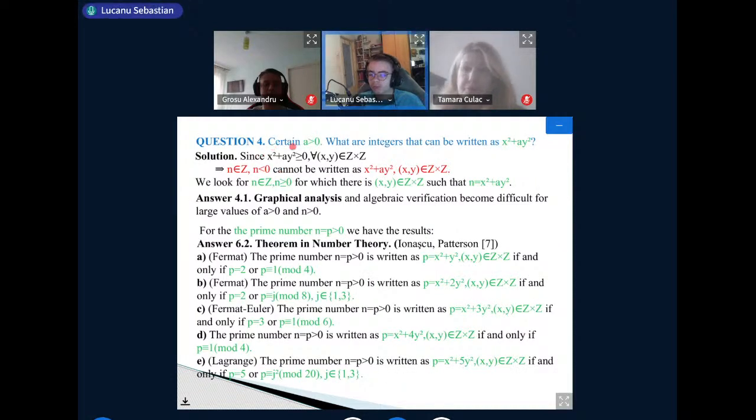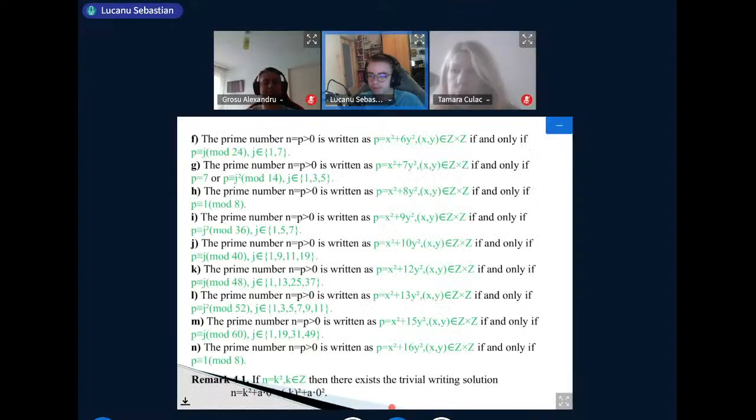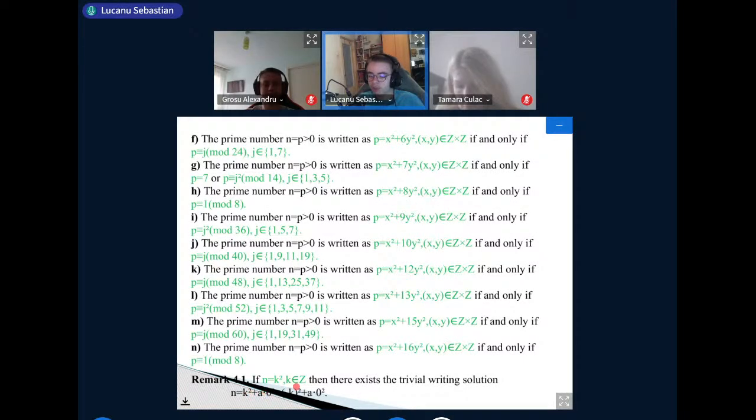The fourth question: for a certain a bigger than 0, what are the integers that can be written as x squared plus a times y squared? We couldn't determine this by graphical analysis and algebraic verification, since it would be too difficult for larger values of a bigger than 0 and n bigger than 0. Here we also wrote special cases for prime numbers. A remark: if n equals k squared with k an integer, then there exists the trivial writing solution n equals k squared plus a times 0 squared, or minus k squared plus a times 0 squared.